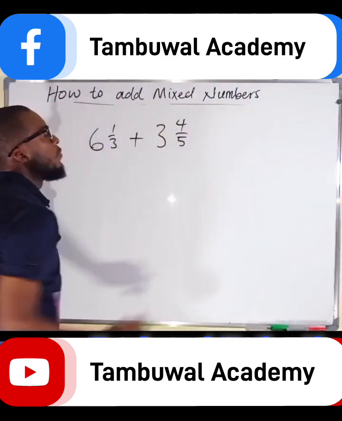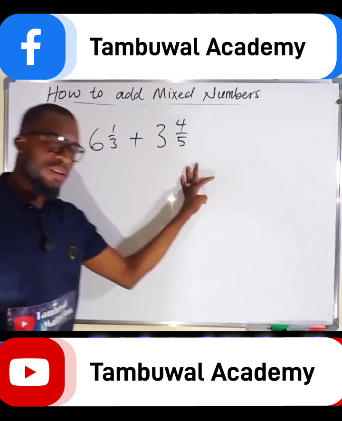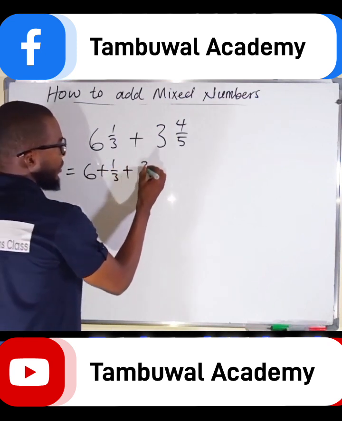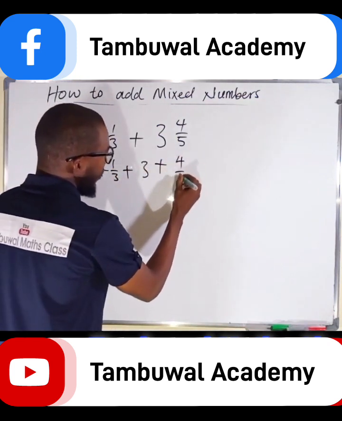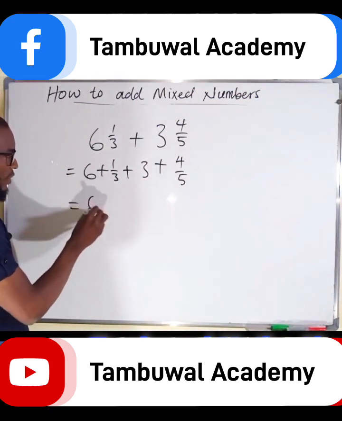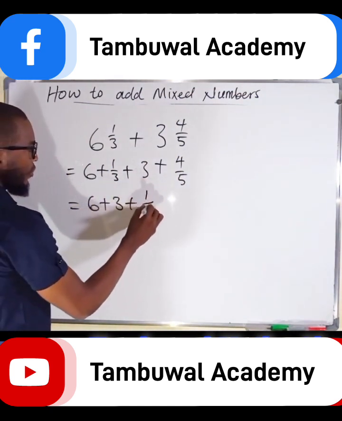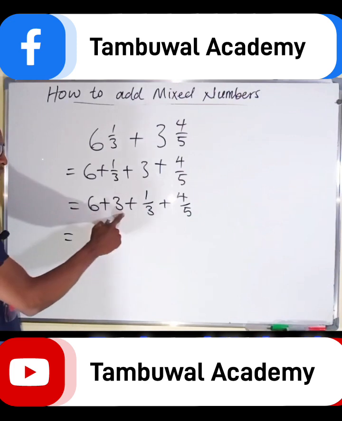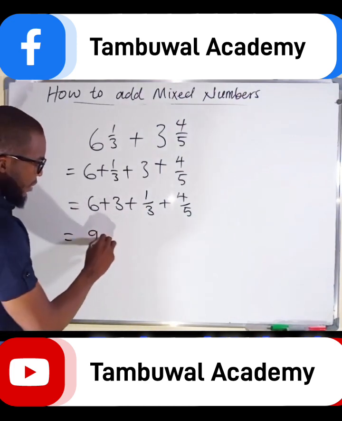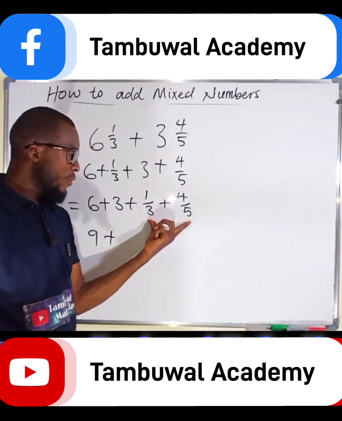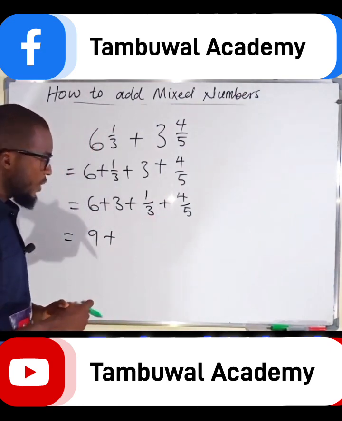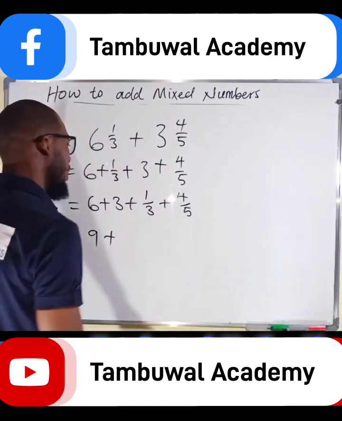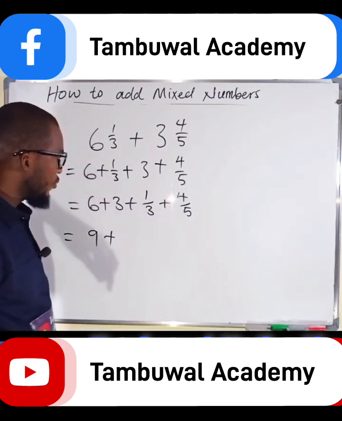All right, suppose we want to add these two fractions together. This is the same thing as saying 6 plus 1 over 3 plus 3 plus 4 over 5. We bring the like terms together. This is 6 plus 3 plus 1 over 3 plus 4 over 5. This and this equals 9 plus. They have different denominators, and hence we are going to transform them in such a way they will have the same denominator. And the LCM between the 3 and 5 is 15. And each of these numbers have to be transformed into 15.